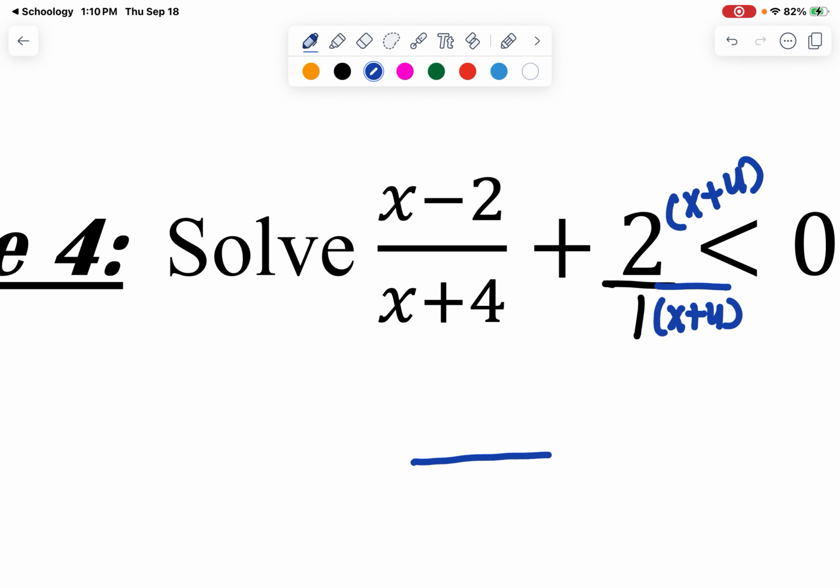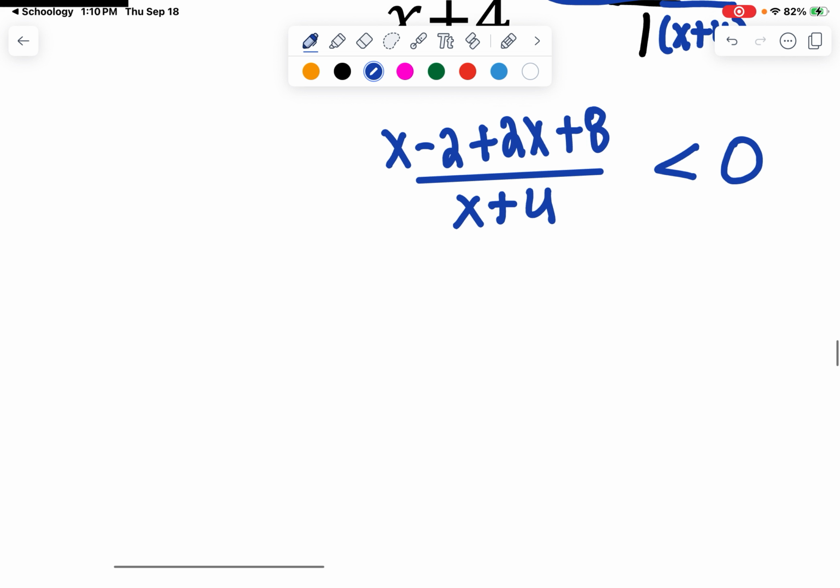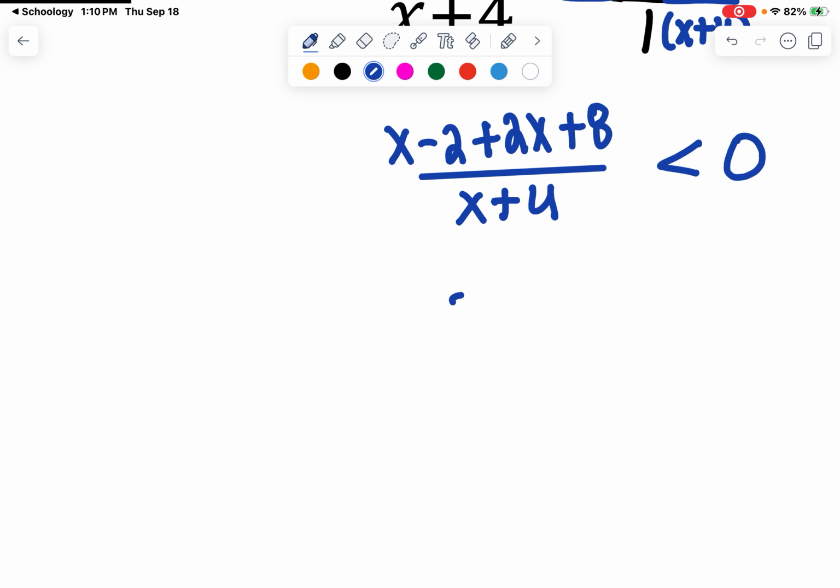So now I'm going to write my LCD, which was x plus 4. And I have less than 0. And I'm going to write my new numerator. So this is my new numerator, which is x minus 2 plus 2x plus 8. Combine like terms to clean it up. That's 3x plus 6 over x plus 4.